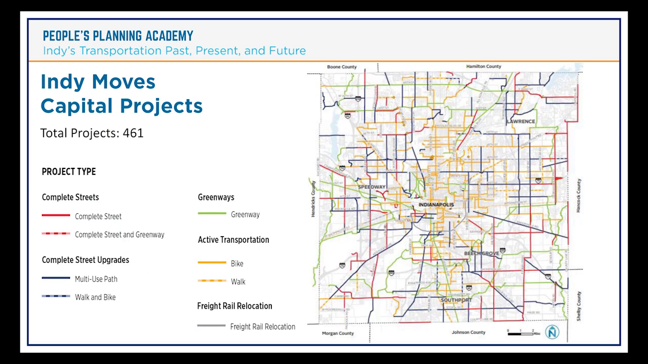This is what that looks like on the map. It's kind of hard to decipher, but the red and blue are the street projects. The green and the orange are more of the active recreation. We also have railroad relocation from downtown on city policy for the first time ever.